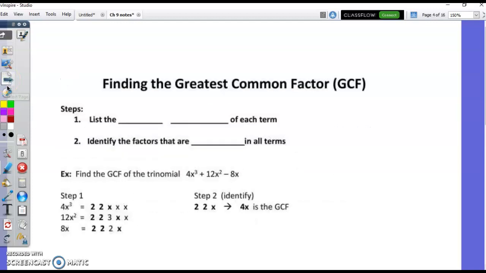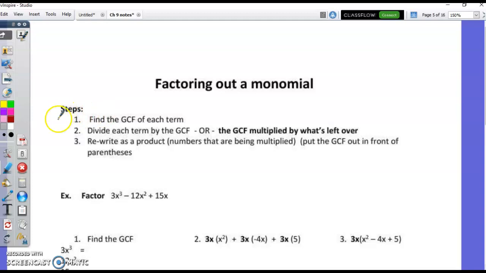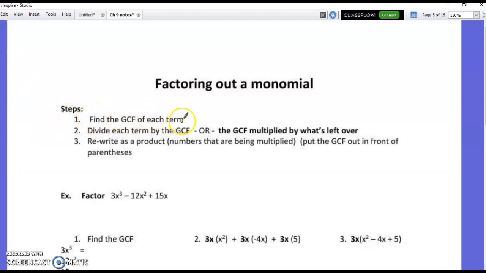All right, this is going to be called 9.2 Part 2, factoring out the greatest common factor. If you look at this page of notes, there's basically three steps. First, find the greatest common factor of each term, which we'll talk about on the previous page. Then divide out the greatest common factor from each term, or multiply what's left over. I'll go over that on this page, so it should make sense. And then rewrite as a product, where numbers need to be multiplied. You put the greatest common factor out in front of the parentheses.